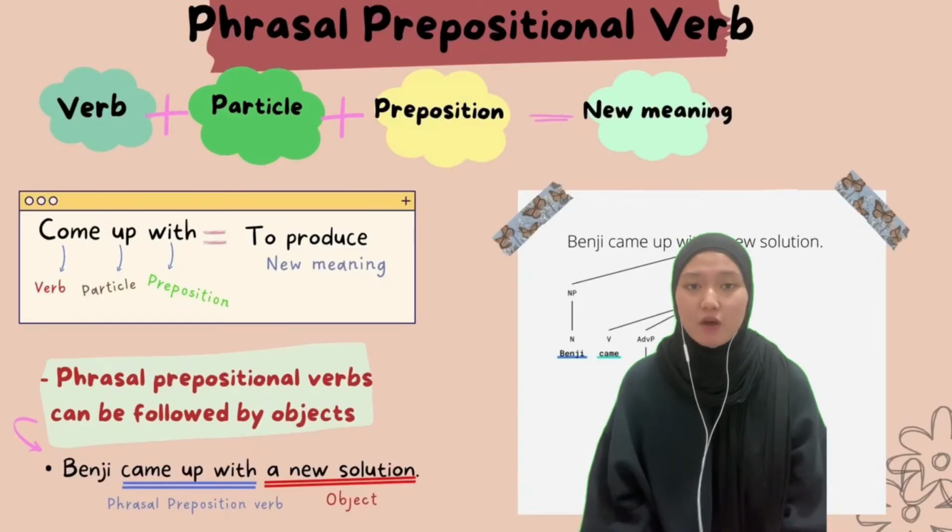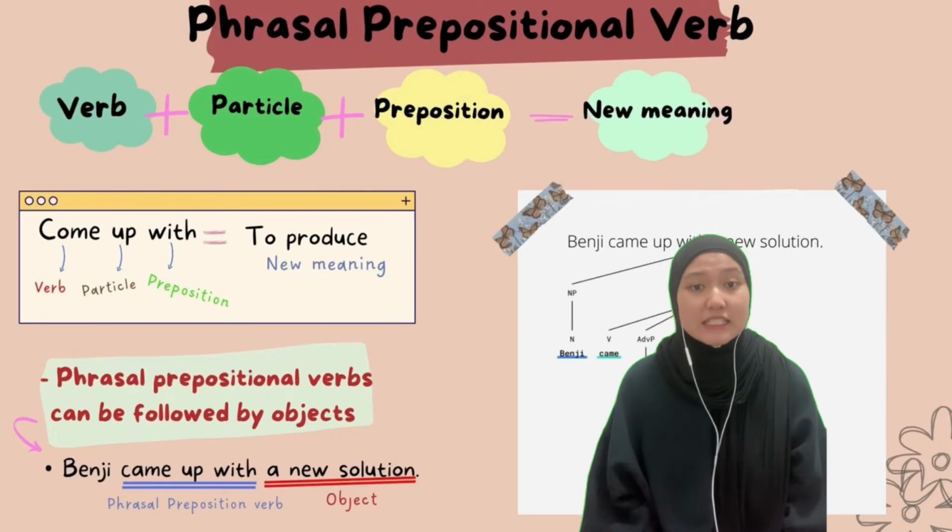Another category of a verb is phrasal prepositional verb, which is composed of three elements that are a verb, a particle, and a preposition. These three elements, when combined, also give out a new meaning. An example of a phrasal prepositional verb is come up with.